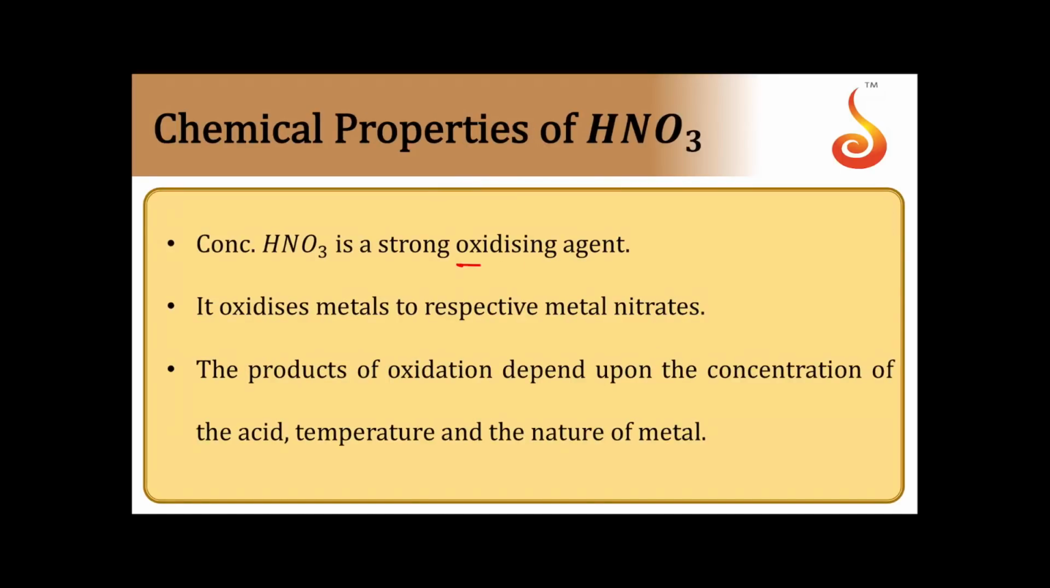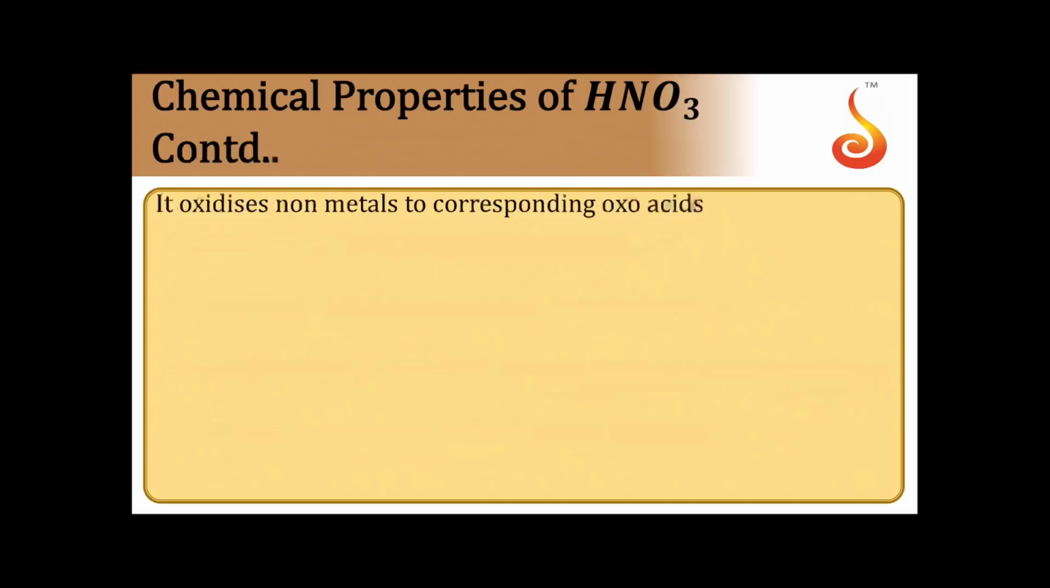Then, HNO3 is a strong oxidizing agent. It oxidizes metals to the respective metal nitrates, and the products formed other than metal nitrates depend upon the concentration of the acid, temperature, as well as the nature of the metal. So HNO3 is a strong oxidizing agent. All metals are oxidized to their respective metal nitrates here, and the products formed depend upon the concentration of the acid, temperature, as well as the nature of the metal used. Now, let us take different reactions.